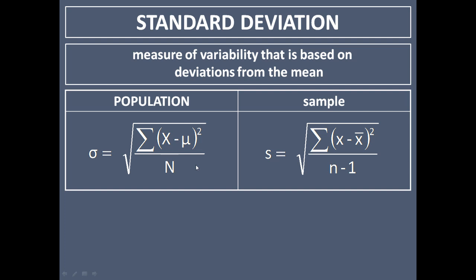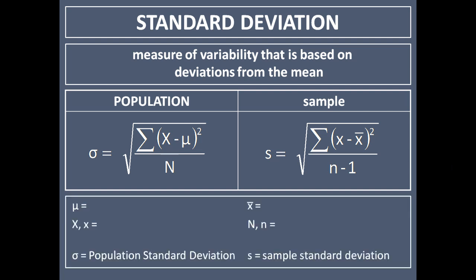However, when we're done that, with population standard deviation, we divide by the entire population size. With sample standard deviation, we divide by the sample size minus 1. So now there is a mathematical difference between these two formulas.